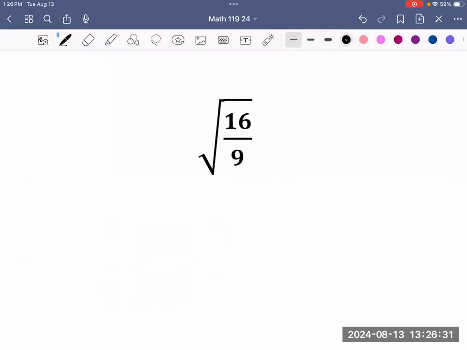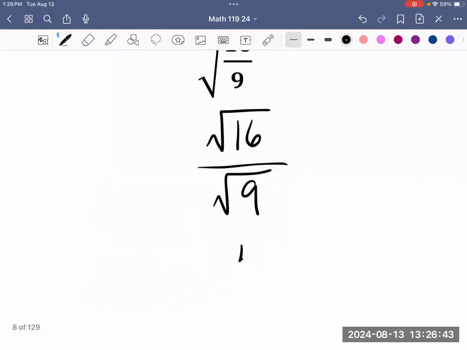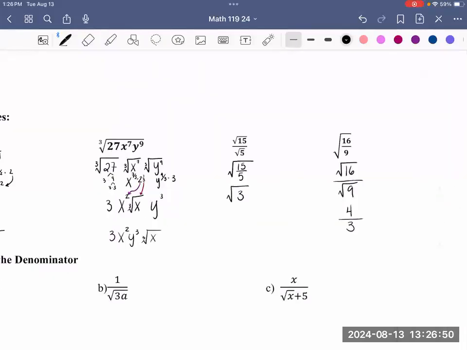All right, the opposite is true on this one. 16 and 9 can't divide easily. So instead, let's break it up, see if we can evaluate them separately. Well, the square root of 16 is 4, and the square root of 9 is 3. And there you go.